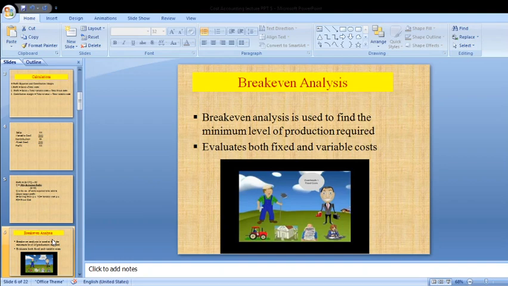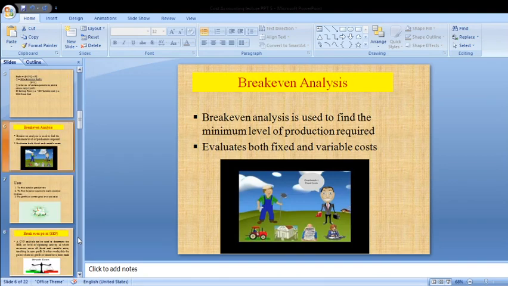Now many times it is difficult to have unit data such as contribution per unit. In that case we use the PV ratio formula. Now what is the formula of PV ratio? It is contribution upon sales. So as a percentage, what is our margin? That is our PV ratio. We divide fixed cost by PV ratio to get the break-even point in sales volume.